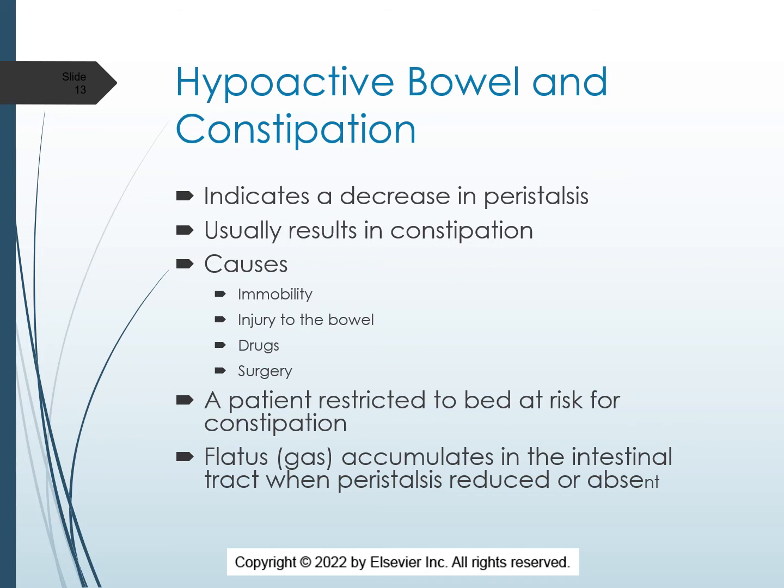Patients at risk for constipation should be identified early. Abdominal distension can be caused by flatus or gas that accumulates in the intestinal tract when peristalsis is reduced or absent. Just as fecal matter can collect in the hypoactive bowel, so can flatus. Distension and gas pains will occur frequently after an abdominal surgery.